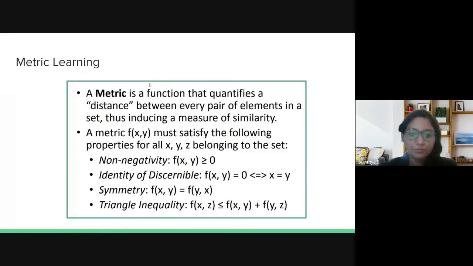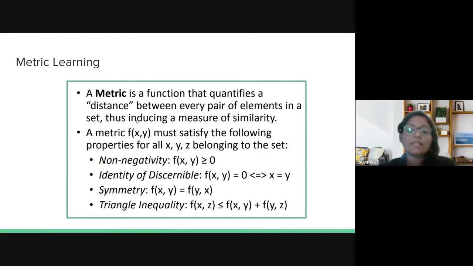So what is a metric? Metric is a function that quantifies a distance between every pair of elements in a set. So it's also a measure of similarity. So in this set of literature, you will find the words distance and similarity used interchangeably. So higher the distance, lower the similarity. They have an inverse relationship. Lower the distance, higher the similarity.